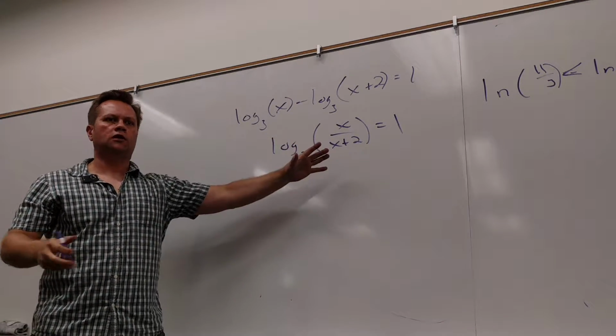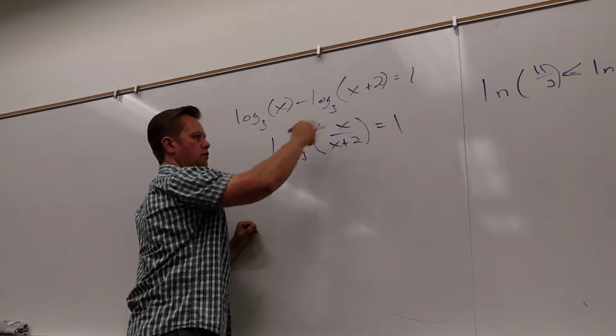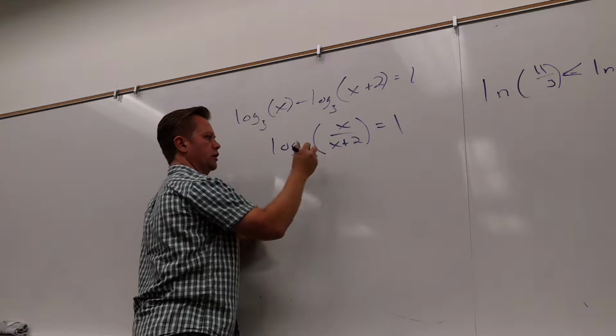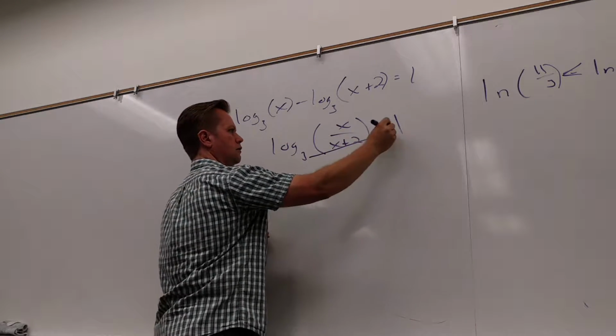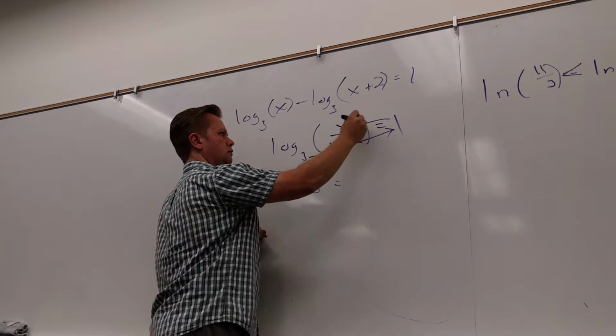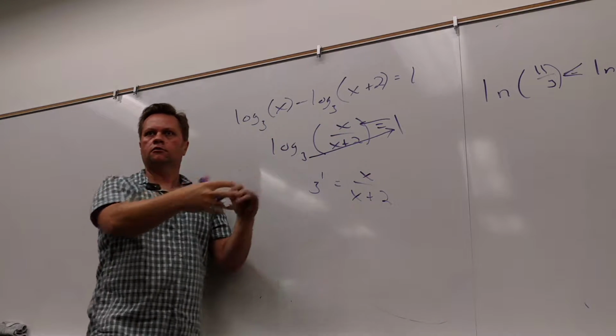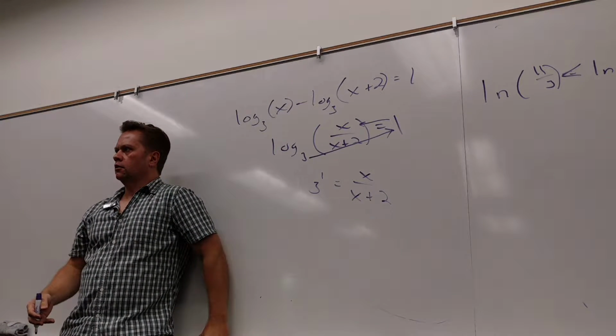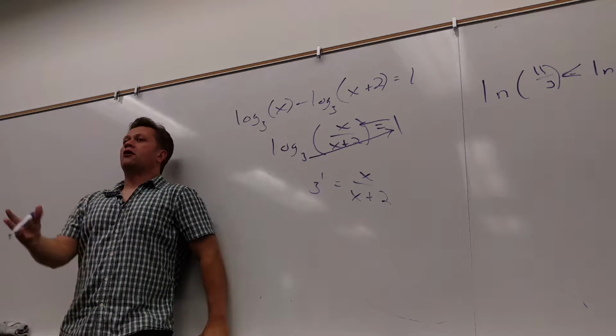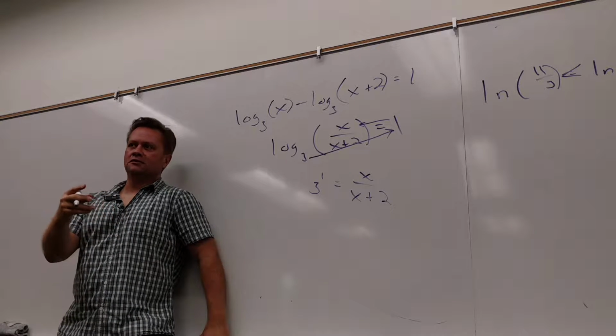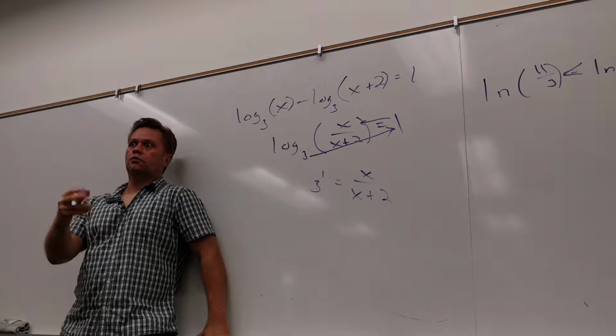But now what can I do? It doesn't matter how much stuff is in there. It's log base 3 of something is 1. So I can rewrite that as 3 to the first equals whatever is in there. Could be some big giant thing. Who cares? Doesn't matter. Now, how do you solve that? Yeah. Multiply both sides. Beautiful.